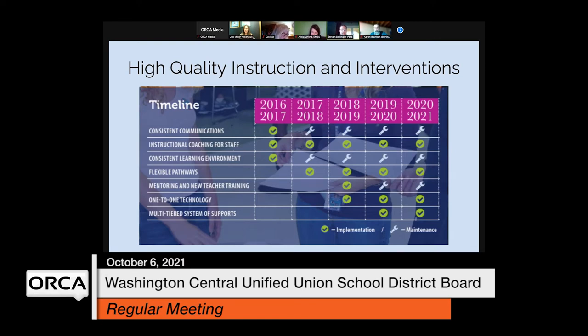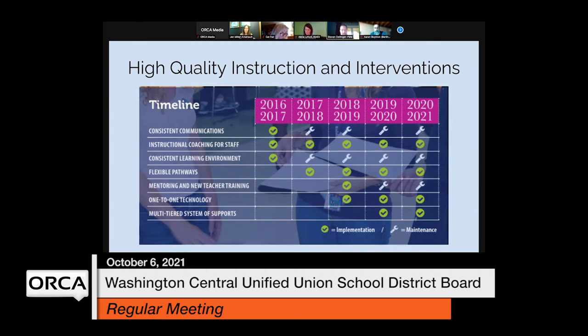And then when we talk about flexible pathways, this is something that is really a big feature of U32, where we have things like our pilot program, our branching out programs. We send students to Central Vermont Career Center. We have early college and dual enrollment. So there's a lot of different ways that students can move through, demonstrate proficiency, and be successful at U32. And so that's certainly an area of strength.